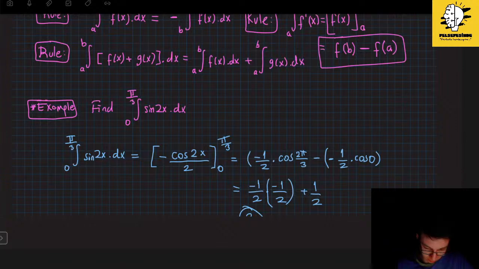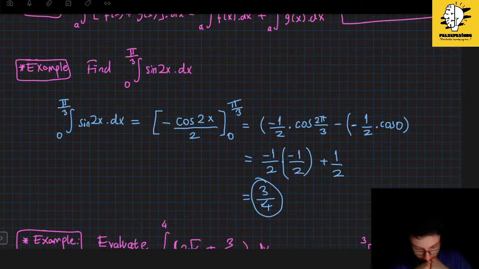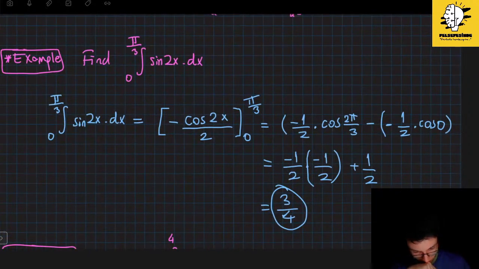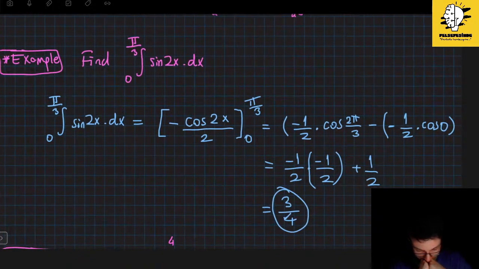So, the integration of sine 2x, and I told you about integrating f(ax plus b). If we take the integration of sine, we will have minus cosine 2x. But since we have 2x, you have to divide by 2, because if you differentiate it, you will have sine 2x. It also gives us the intervals: pi over 3 and 0.